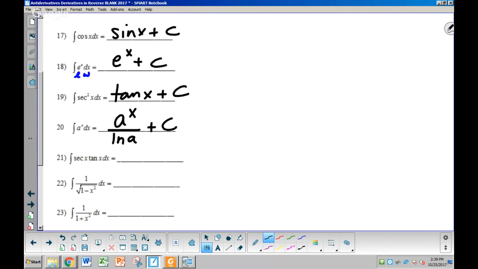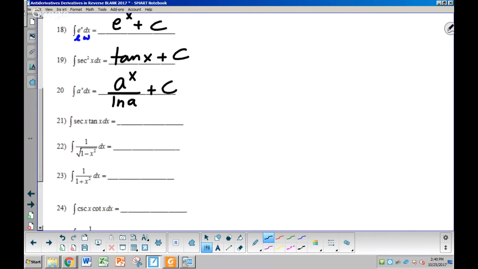Now, why am I dividing by the natural log? Because when I take the derivative, you have to multiply. And we're going backwards. So when you go backwards, you end up dividing instead of multiplying. The derivative of a to the x is natural log of a times a to the x. When you go backwards, you have to divide, because they're opposite operations.